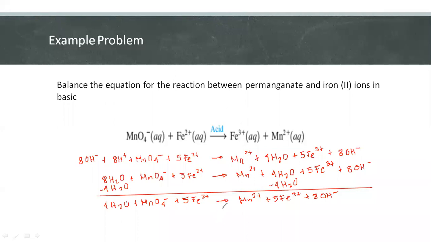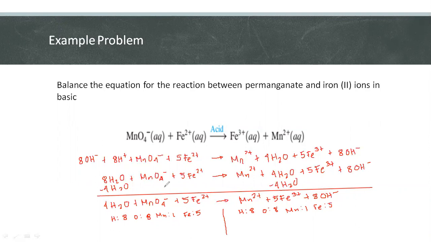Okay, so let's check all elements if they are already balanced. Hydrogen at the left side is 8, oxygen is 8, manganese is 1, and we have 5 iron. At the right side, our hydrogen is 8, oxygen is 8, manganese is 1, and iron is 5.